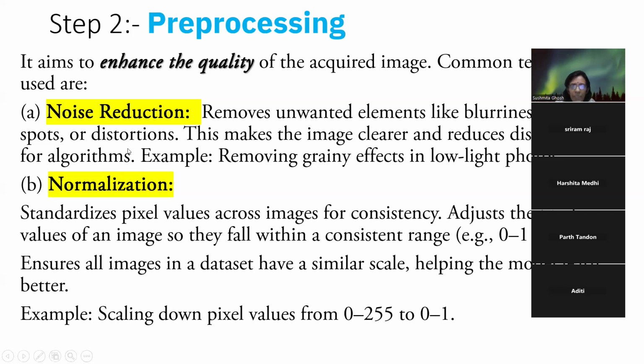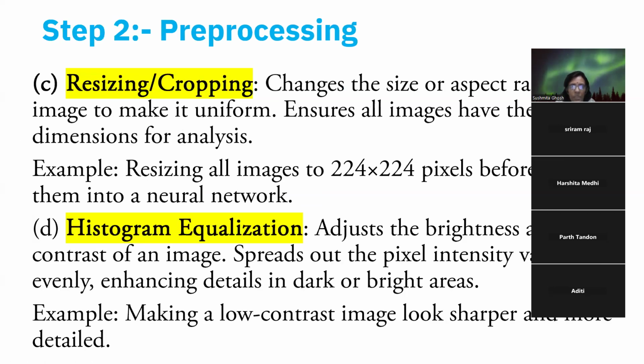Okay? That is my normalization. So noise reduction, second is normalization. Third is, of course, at times we change the aspect ratio of the image by resizing, by cropping. That also we do. We reduce the size.